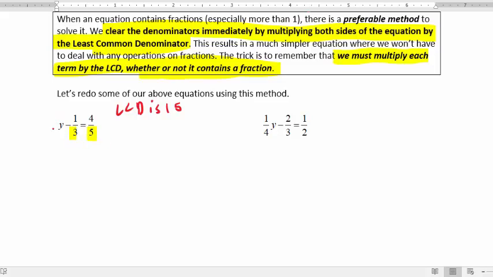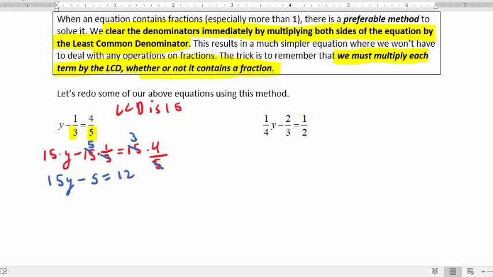So what you're going to want to do in this equation is multiply both sides and each term on each side by 15. So what you're basically doing is 15 times y minus 15 times 1/3 equals 15 times 4/5, right? So you have 15 times y, which is just 15y. Now over here, 15 over 3 reduces to 5, and then this is negative 5 times 1, so negative 5. And then over on the right, 15 over 5 is 3, and then 3 times 4 is 12.